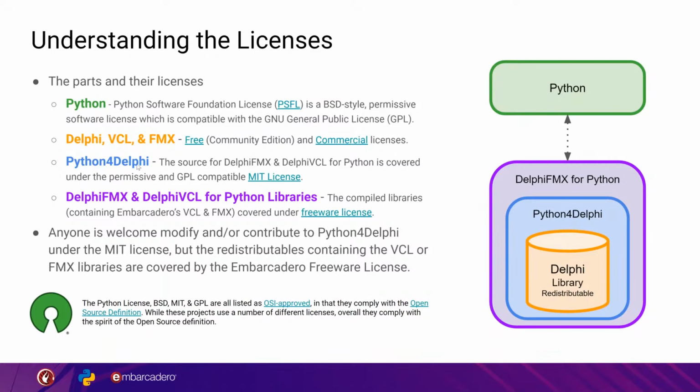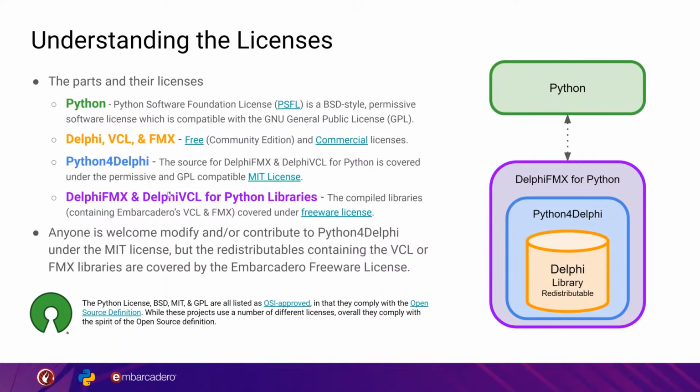Now, Python for Delphi, which contains the source code for DelphiFMX and Delphi VCL, is covered under the permissive and GPL compatible MIT license, which is good. It pretty much gives you a lot of freedoms with how you use the source code. Now, Delphi's VCL and FireMonkey is available as a free product from Embarcadero with the community edition, or with commercial licenses. Obviously, we would love it if people bought the commercial licenses, but hey, we want to support the community, so we do have a free license available too, which I am very excited about and advocate for frequently.